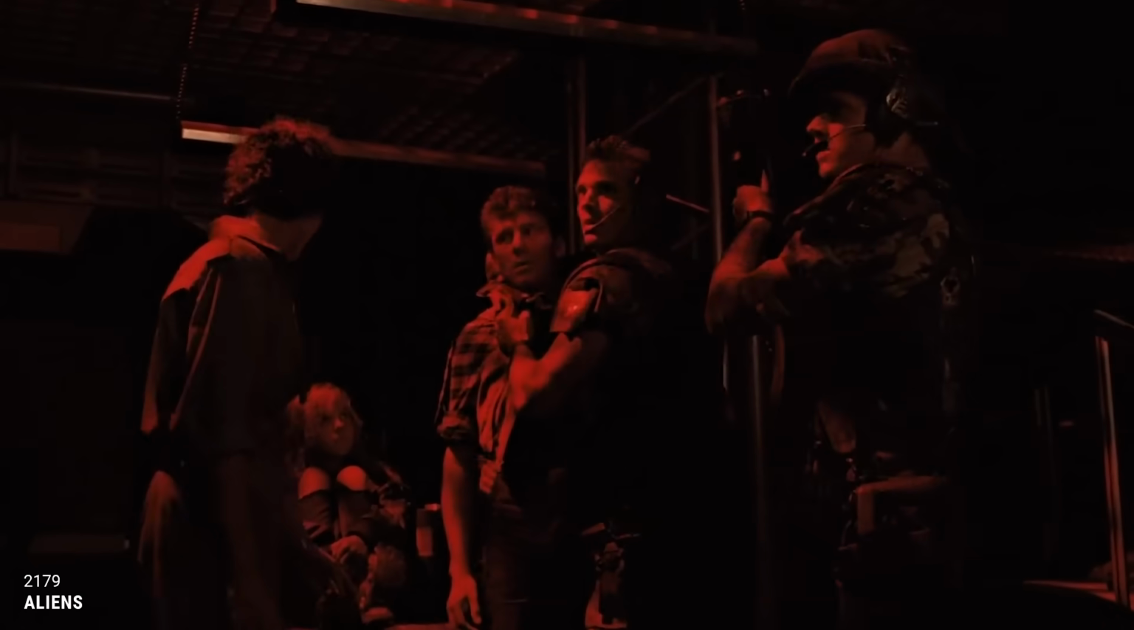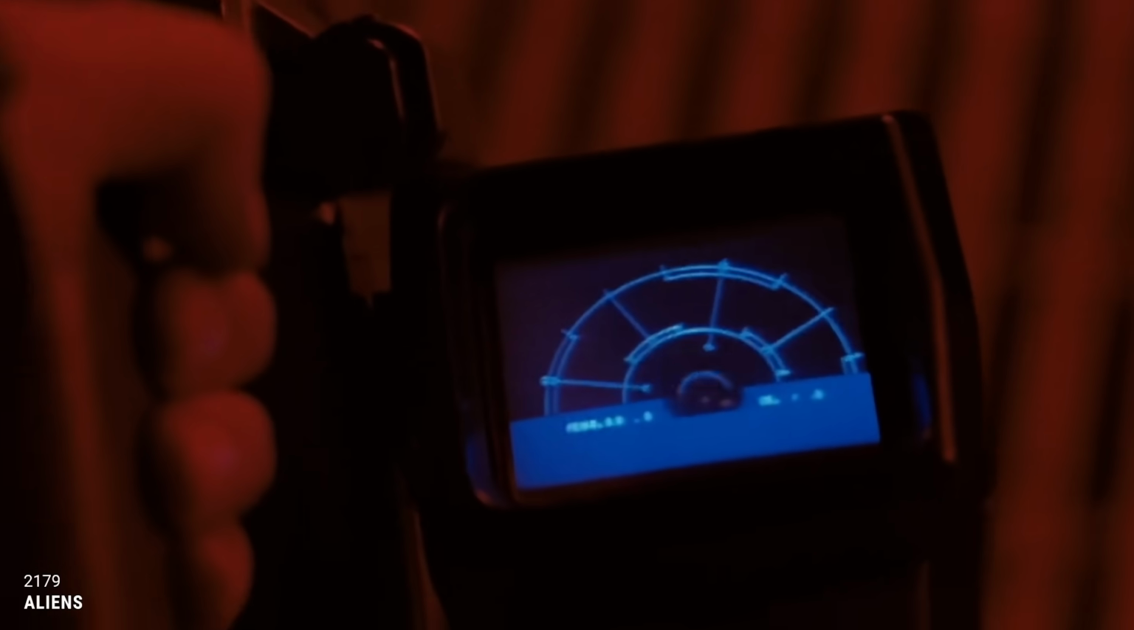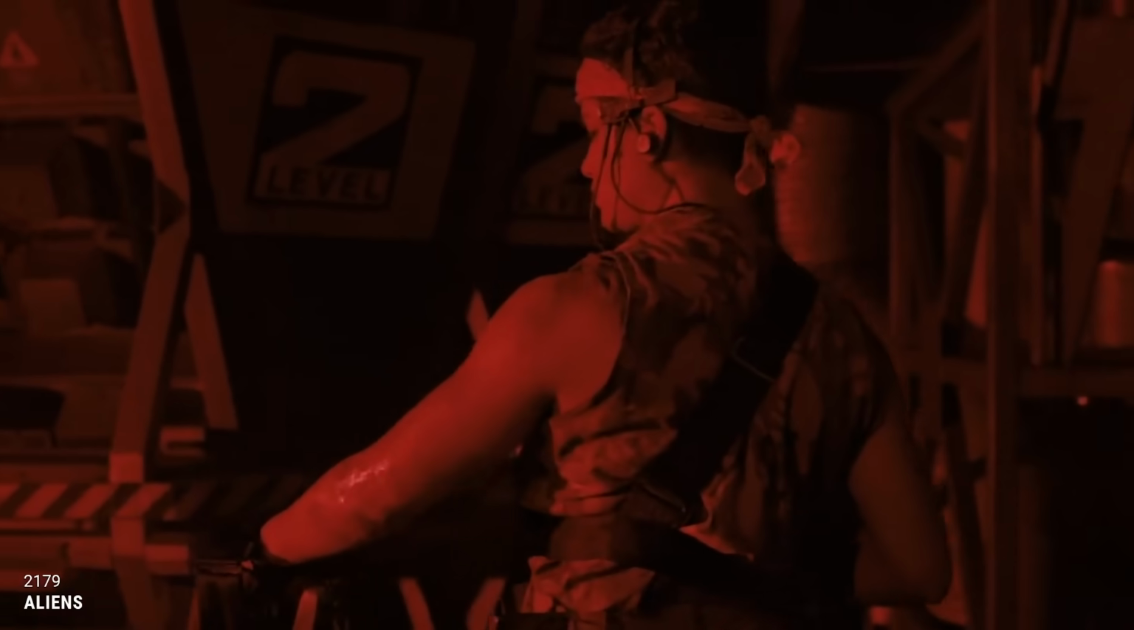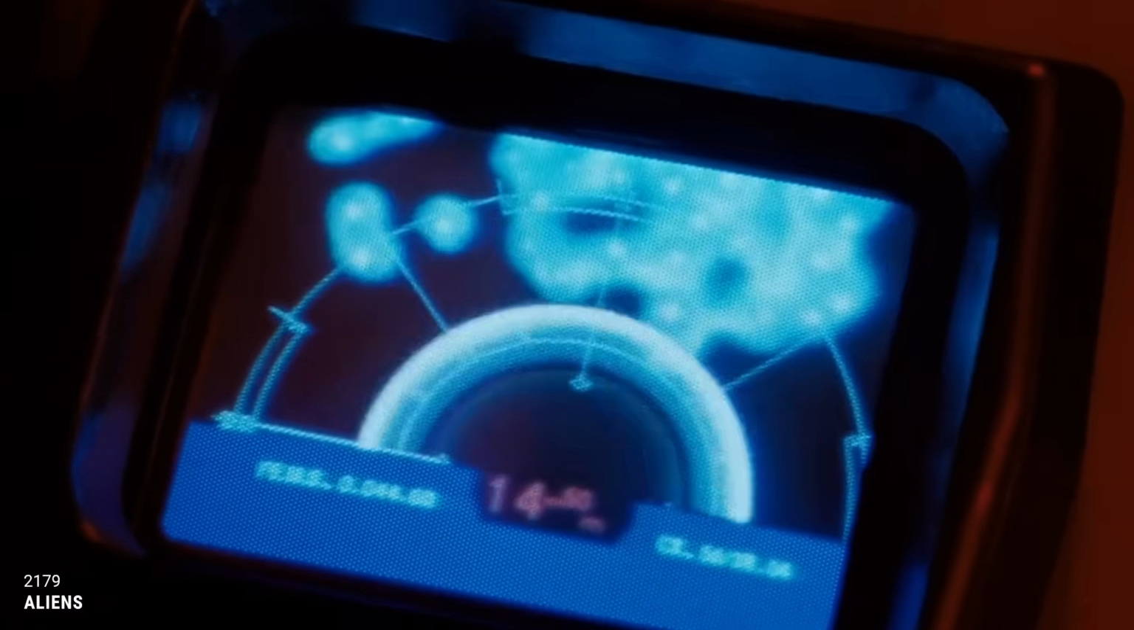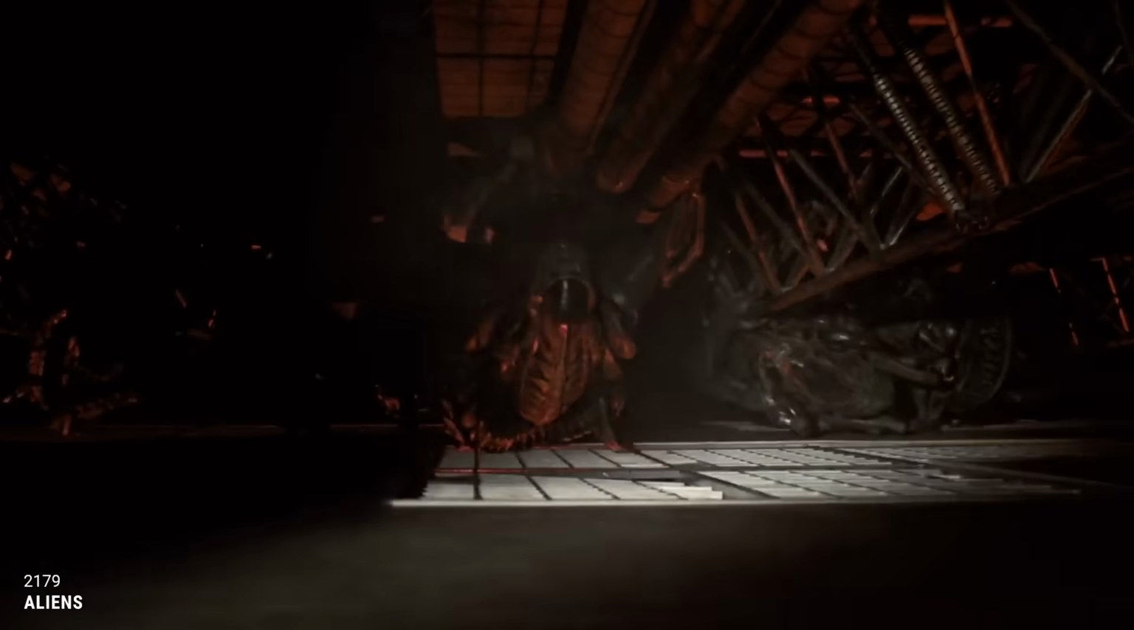The xenomorphs have cut power to the station. The Marines quietly survey their surroundings. The monsters are somehow in the perimeter and approaching fast. They're right on top of them, and they realize that's how they got in. They're in the ceilings above them. It's another ambush. The monsters grab Hudson and drag him underground.